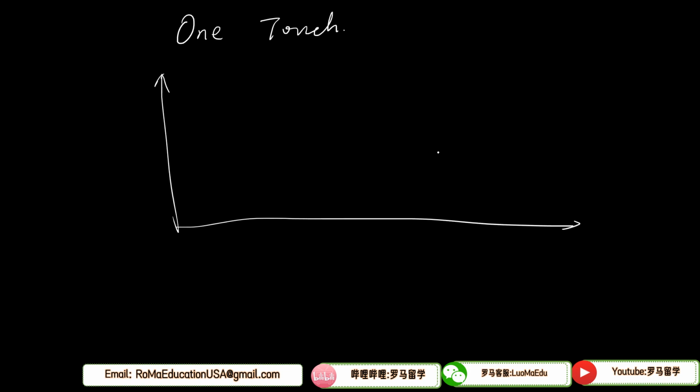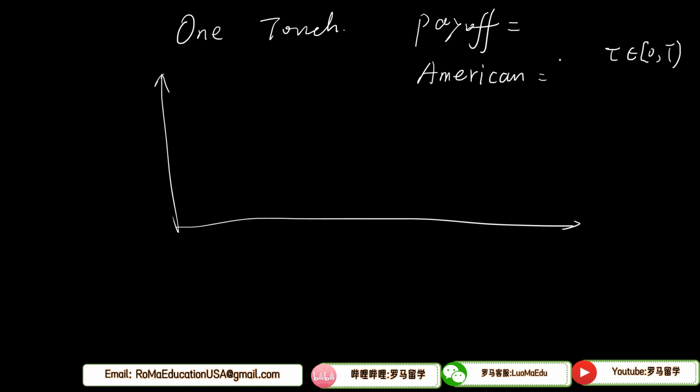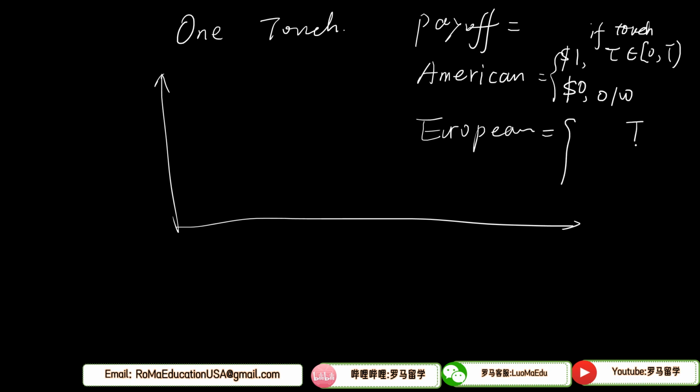Let's take the second example. The second example is about one touch, and there are two payoffs. One is American, another one is European. We dealt with this question before, so if you want to check more details about the reflection principle and one-touch options, please check my previous videos. There are two types of payoff. One is American. This payoff is that between 0 and capital T, if at any time your underlying touches some barrier, let's say $100, then you get $1.